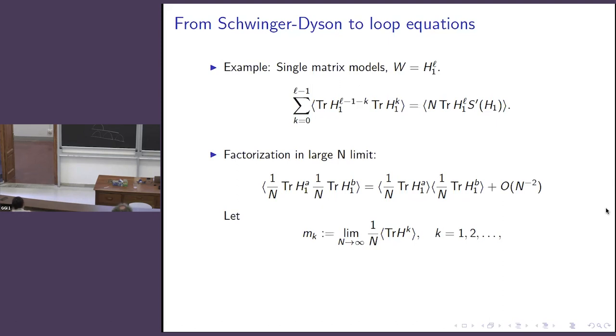So then you have these little m_k, which are the large N limits of these single moments.